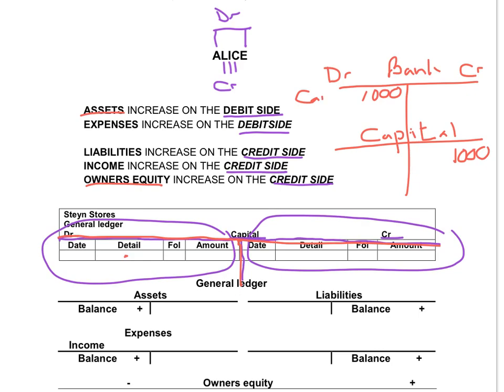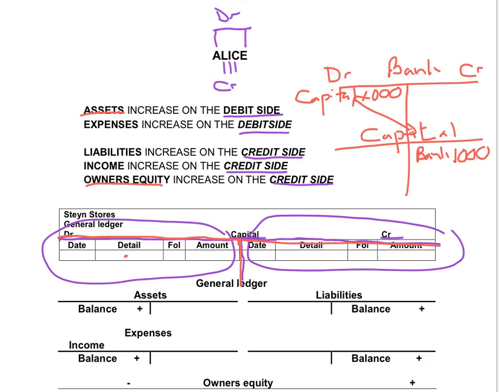So in my bank account, I will write the word capital to indicate that this double entry will be recorded in the capital account. And in the capital account, you will write the word bank to indicate that this double entry appears in the bank account on the debit side.